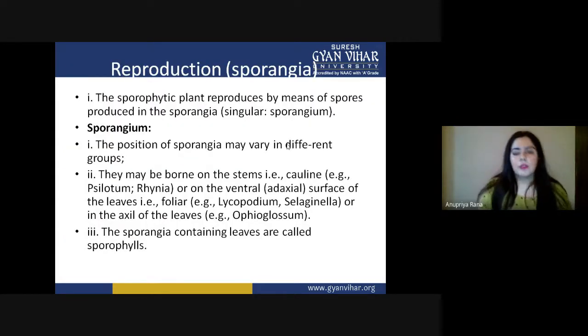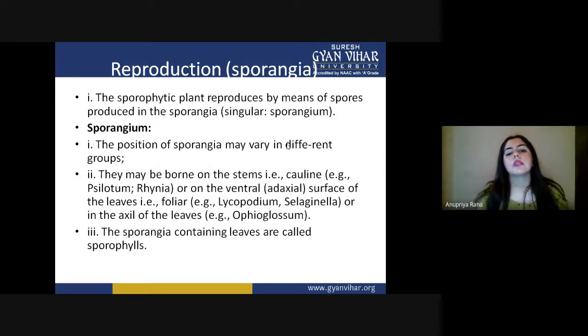So reproduction begins with the sporangia formation. What is sporangia? As the name suggests, this is a unit which bears spores inside. So the sporophytic plant reproduces by means of spores produced in the sporangia. Another name for their reproduction is sporangiogenesis, meaning producing spores inside the sporangia, and reproduction takes place by these spores.